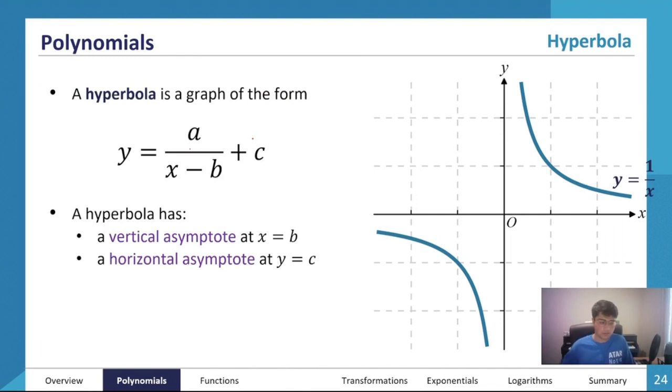All right, so the first new function we're going to learn about is the hyperbola. So this has the form y equals a over (x minus b) plus c. There's going to be a vertical asymptote at x equals b and a horizontal asymptote at y equals c. So here's the graph on the right of y equals 1 over x. Just note that depending on those values of b and c, it's going to shift around, and then a here is going to dilate the graph, so it's going to spread it further away from the y and x axes.